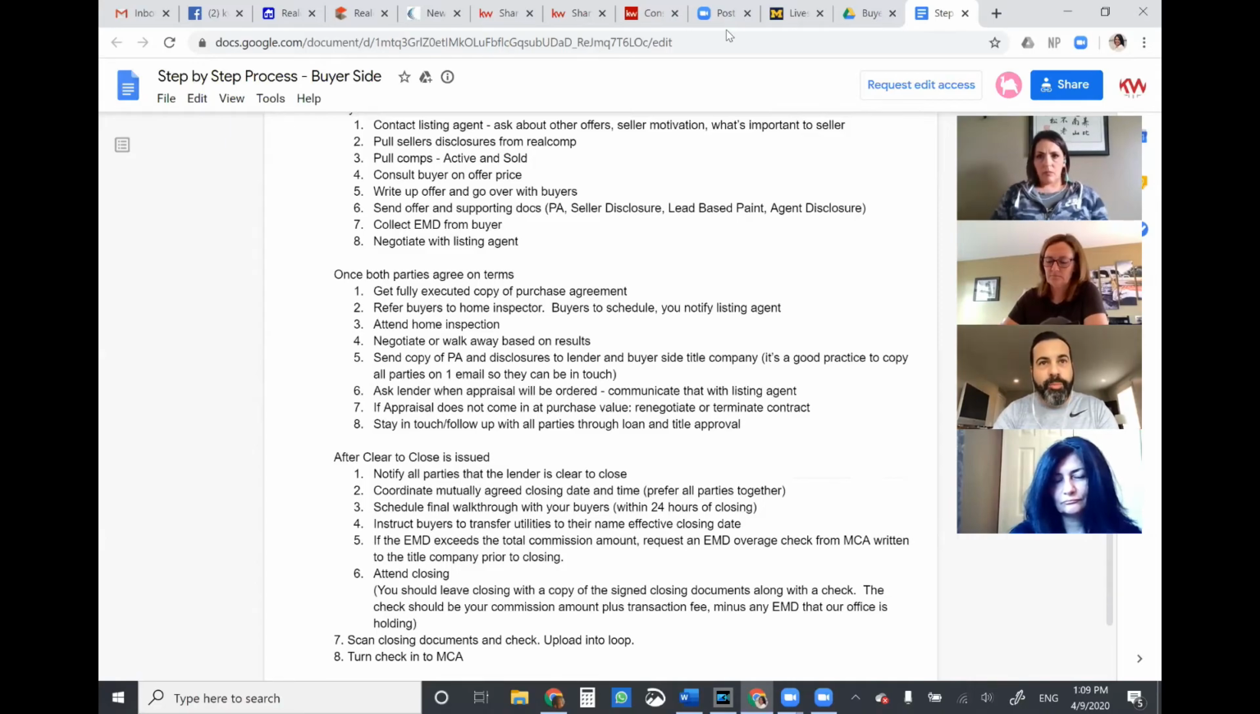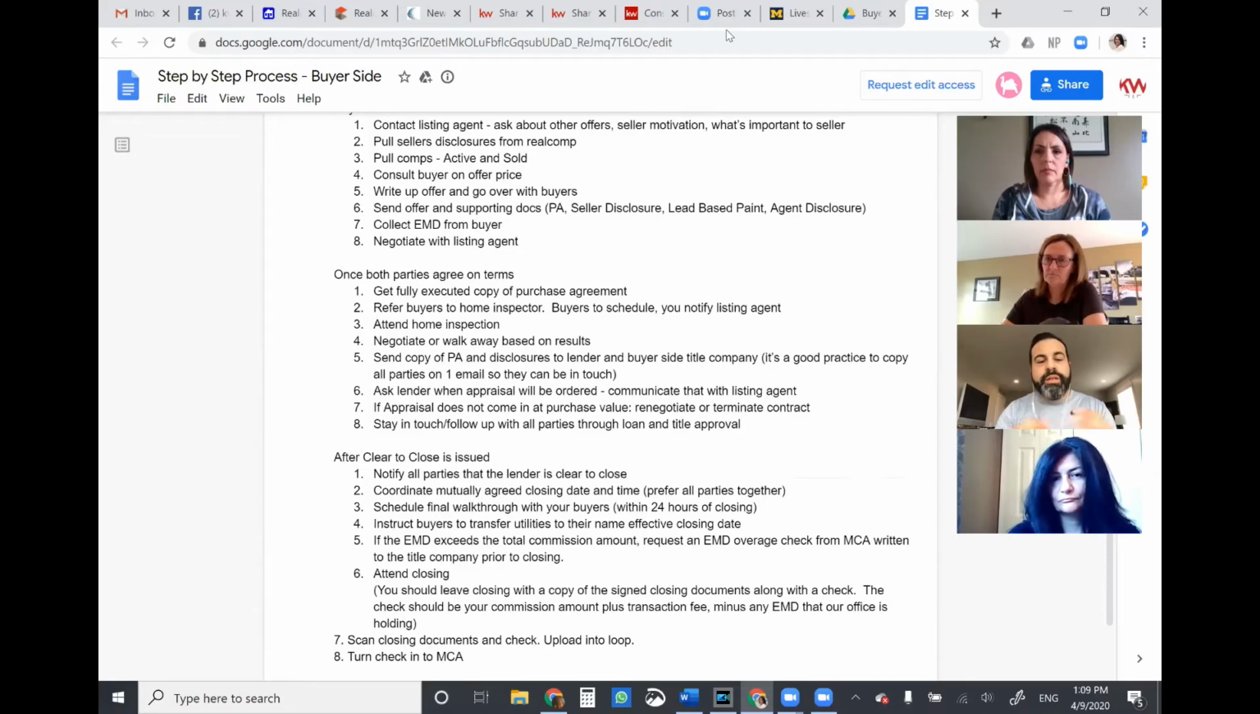It's written out to our brokerage. It's turned into our MCA office, right? I typically have them write on the memo, EMD, and the address, to make sure if it gets lost, they can tie it back to that. And then the clock starts.